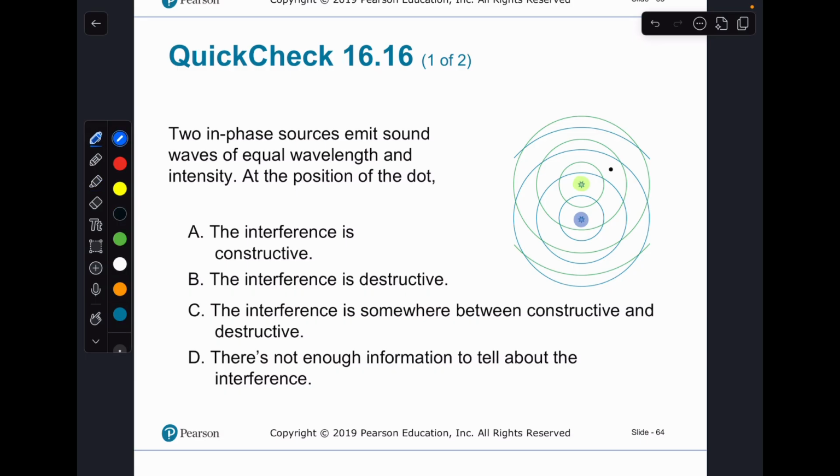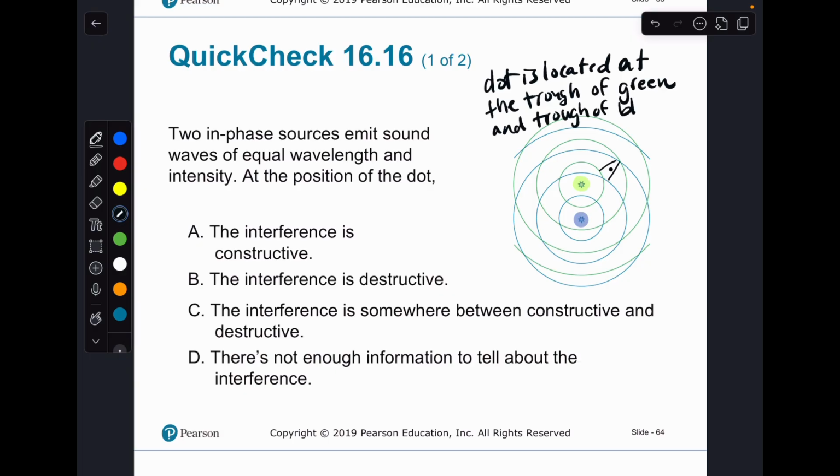Well, the black dot is located in between both rings, right? The blue ring and the successive green rings. And so basically the dot is located at the trough of the green wave and also at the trough of the blue wave.